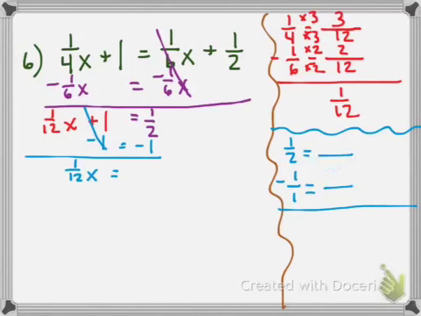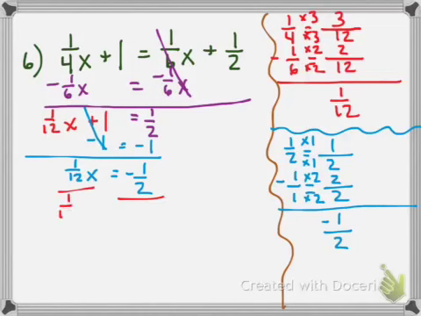I know my LCD is going to be 2, so 2 times 1 will give me 2, so 1 times 1 is 1. 1 times 2 will give me 2, 1 times 2 will give me 2. So then I have to subtract 1 minus 2, which is -1, and then keep my denominator. So it's equal to, back to my problem, -1/2. So now I have 1/12 x is equal to -1/2.